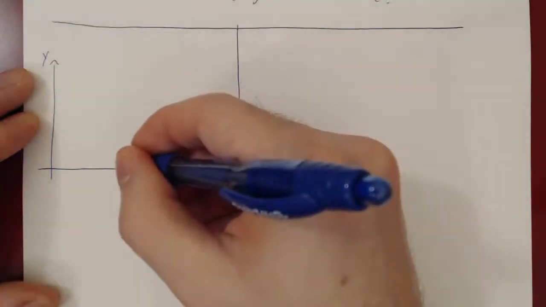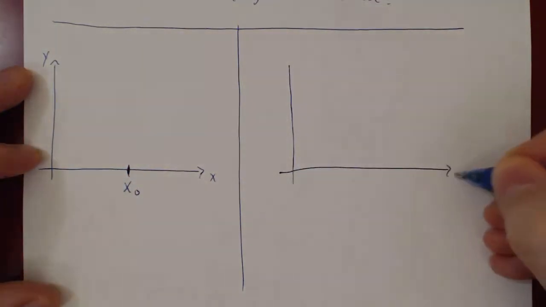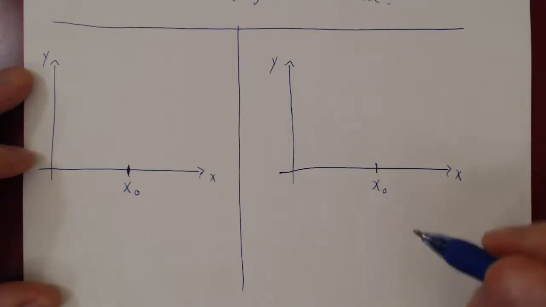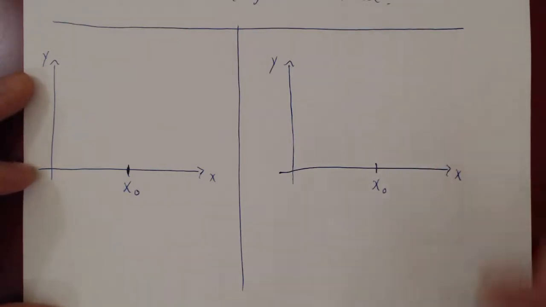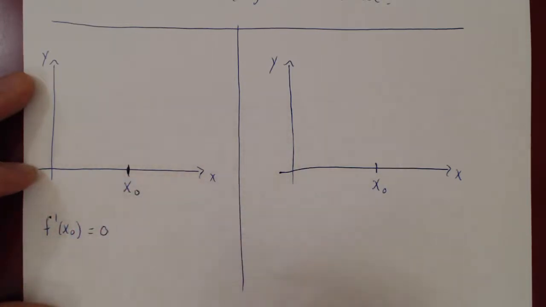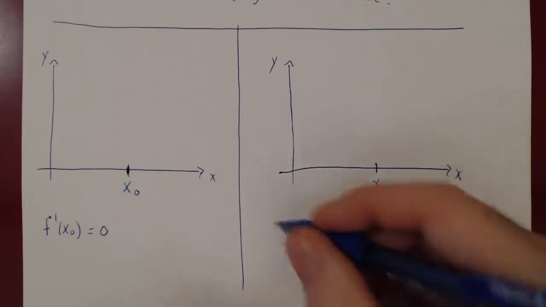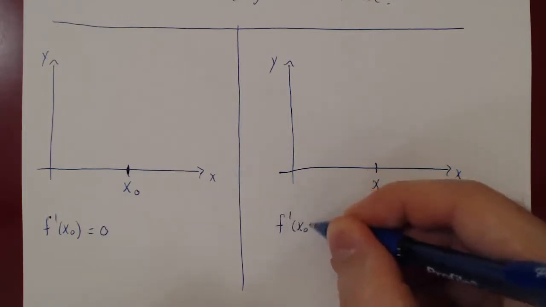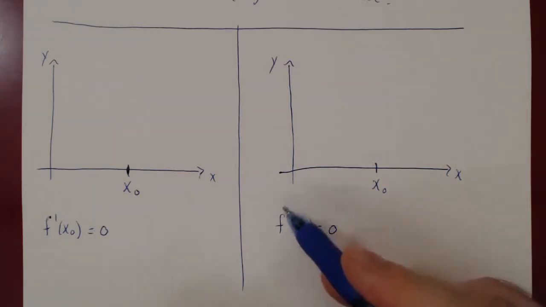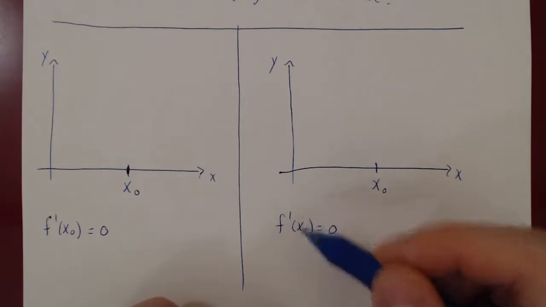Suppose that you have the following set of axes, and suppose that the point x0 is positive. In both cases, we'll also assume, just for clarity of the picture, that the y values of the function are positive. Suppose that the first derivative at x0 is equal to 0, so that x0 is a critical point where the derivative vanishes. Same thing here. So x0 is in both cases a critical point, a point where the derivative is 0, therefore the tangent line is horizontal, therefore the curve is flat at this point.